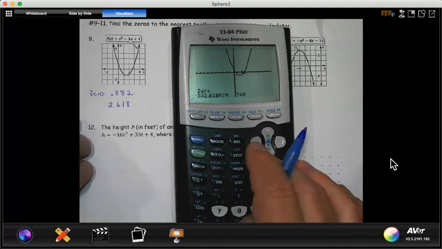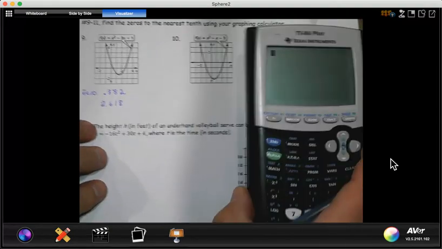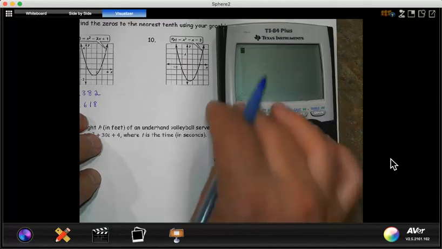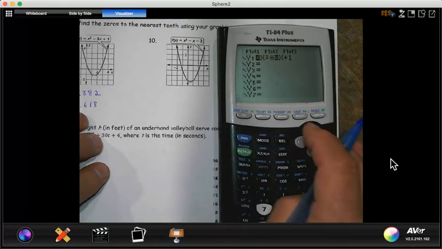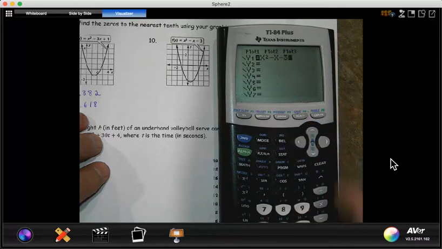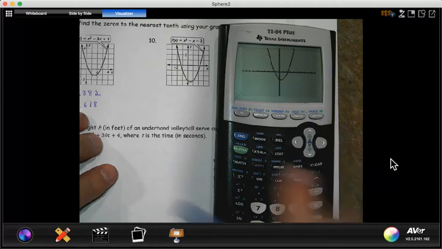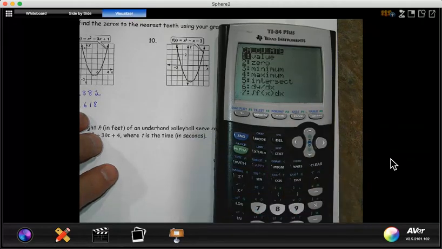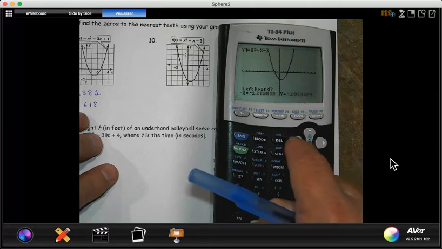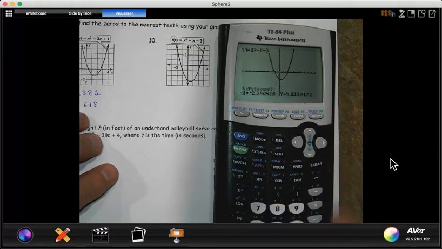Okay, next one. So y equals x squared minus x minus 3. Graph. So you can see they're not landing right on the numbers. So we've got to second calc find 0. I've got to set my cursor to the left of the first 0, and then I set my cursor to the right of it. Hit enter. So negative 1.3.